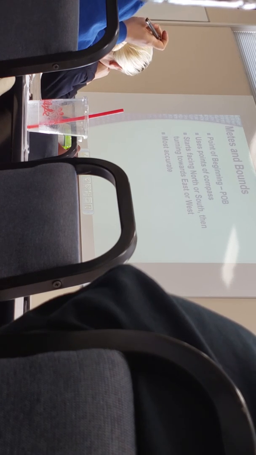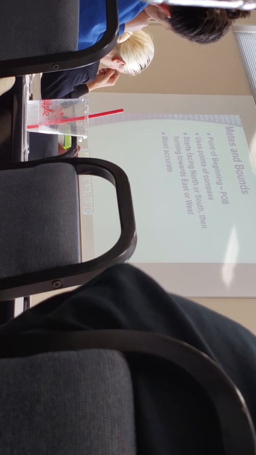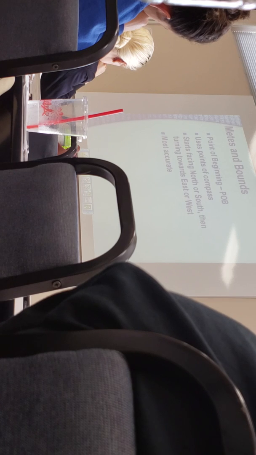So if I have these two zero points, what the surveyor did is divide the earth into four parts, right? And these four parts are known as quadrants.